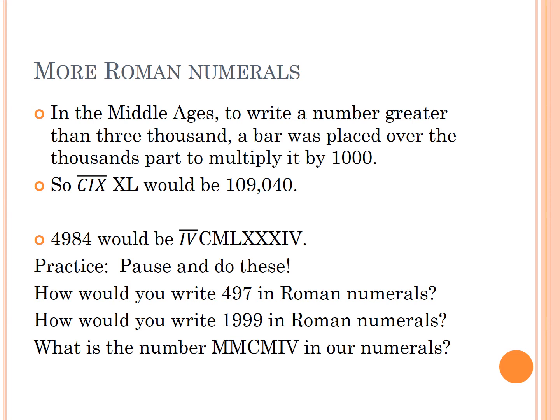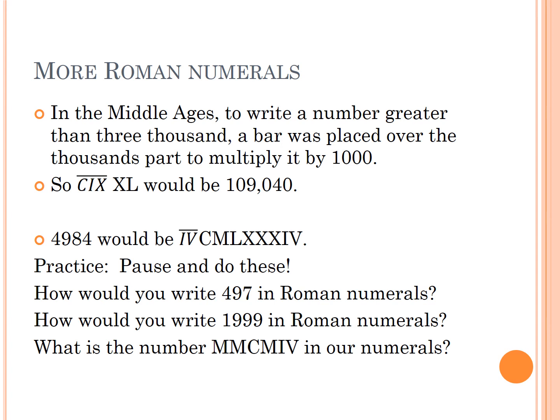So you can see there's some practice. So 4,984. Since I'm past 3,000, I draw the number 4 and then put a bar over it to make 4,000. 900 would be 1,000 take away 100. That's CM.